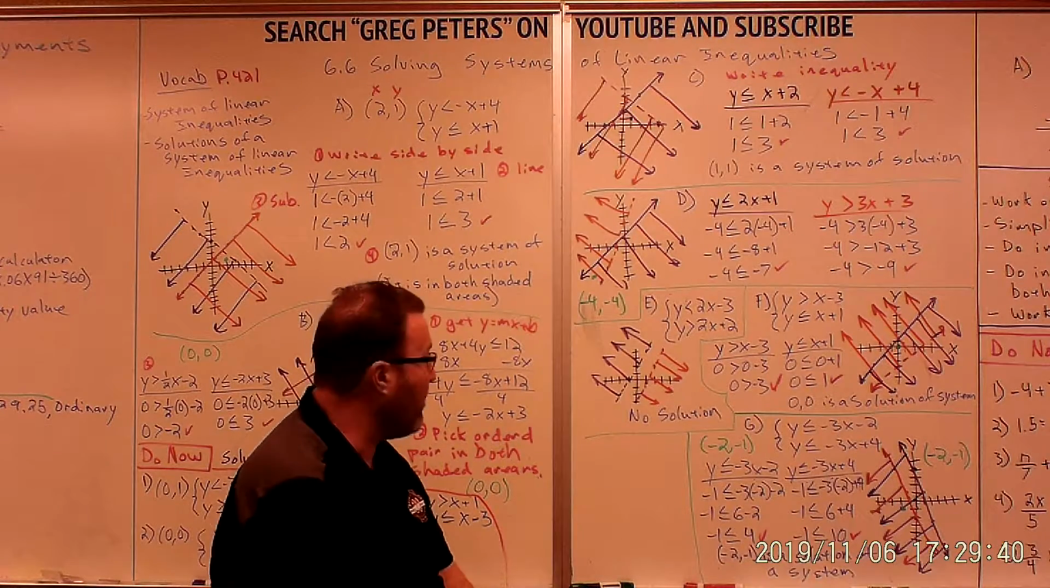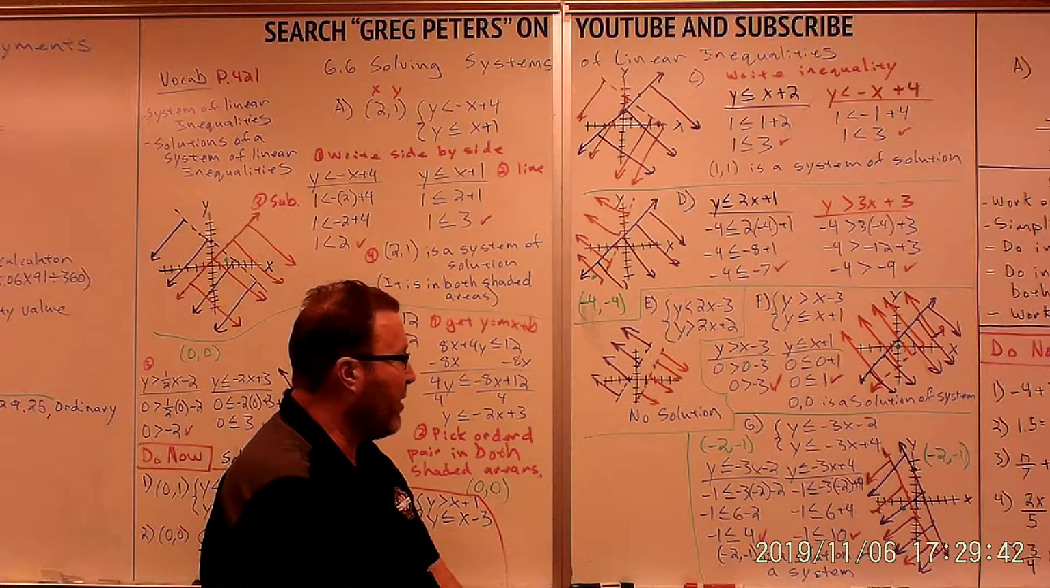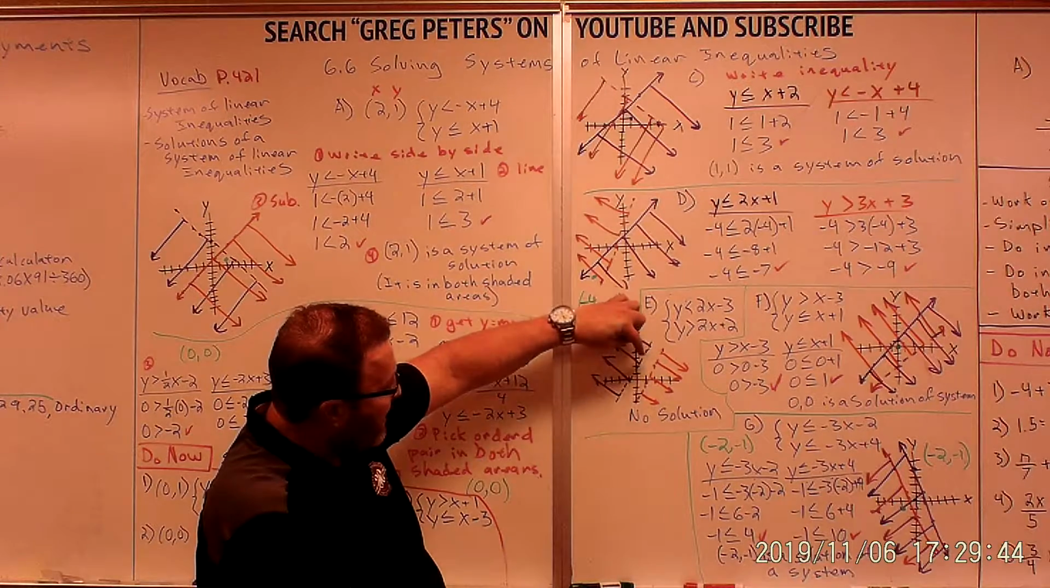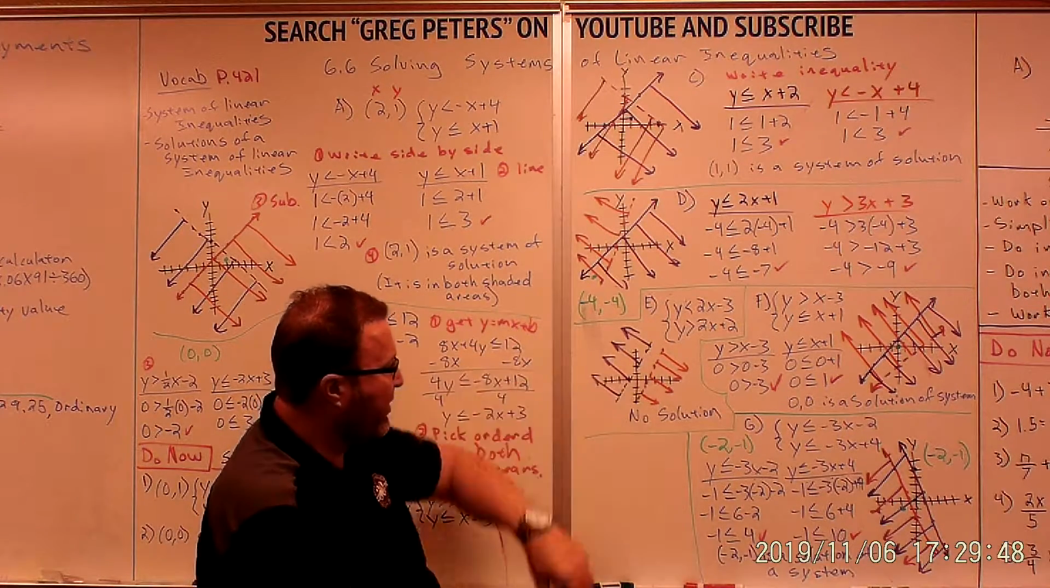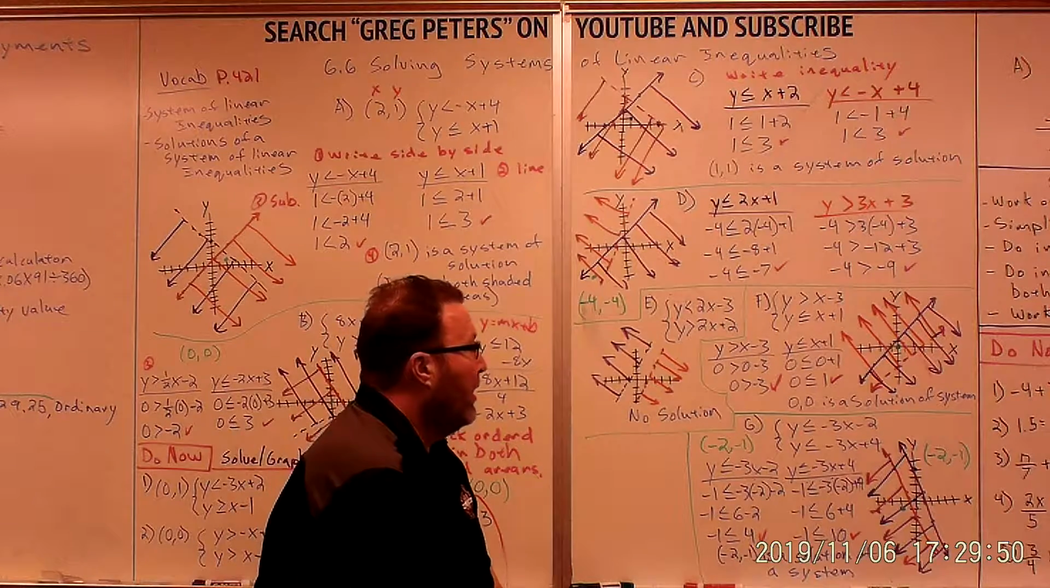Okay, so we don't need to put an ordered pair in. We're basically done with the problem because nothing overlaps in here. So there is no solution that's going to work.